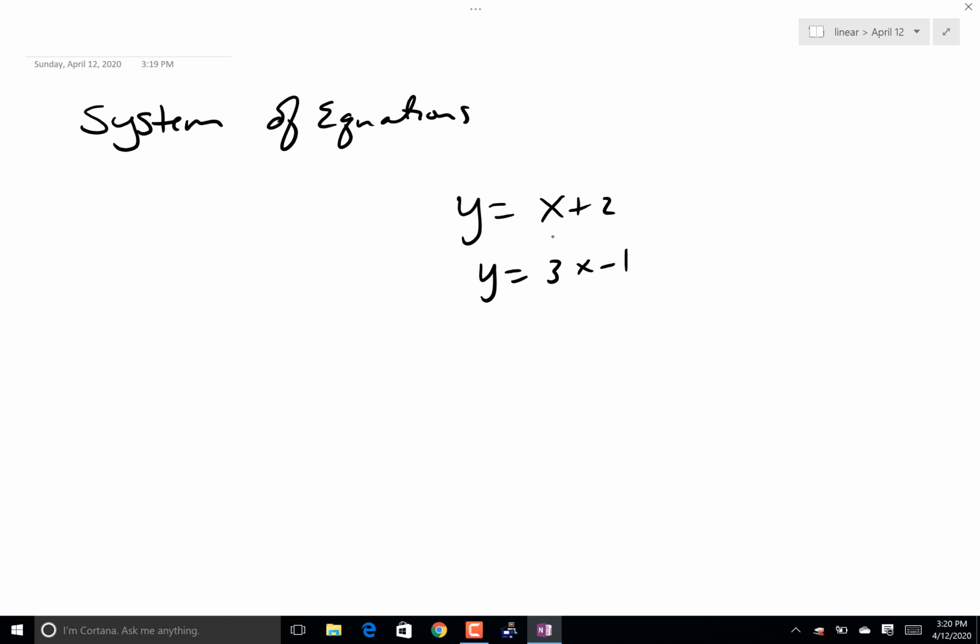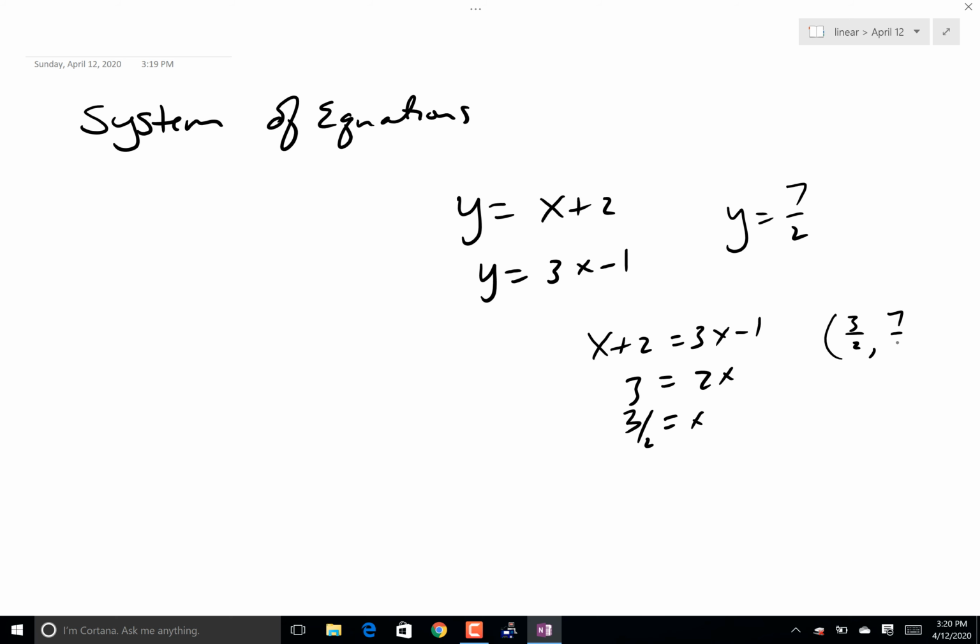Because they're both equal to y, they're both equal to one another. We just call this substitution, of course. 2x equals 3. X is 3 halves. 3 halves plus 2 is 1 half plus 2 is 3 and a half, I guess. 3 and a half would be 7 halves. And that would be your point. And remember, that is where those two lines cross one another. 3 halves, 7 halves. And that's all fine and dandy.